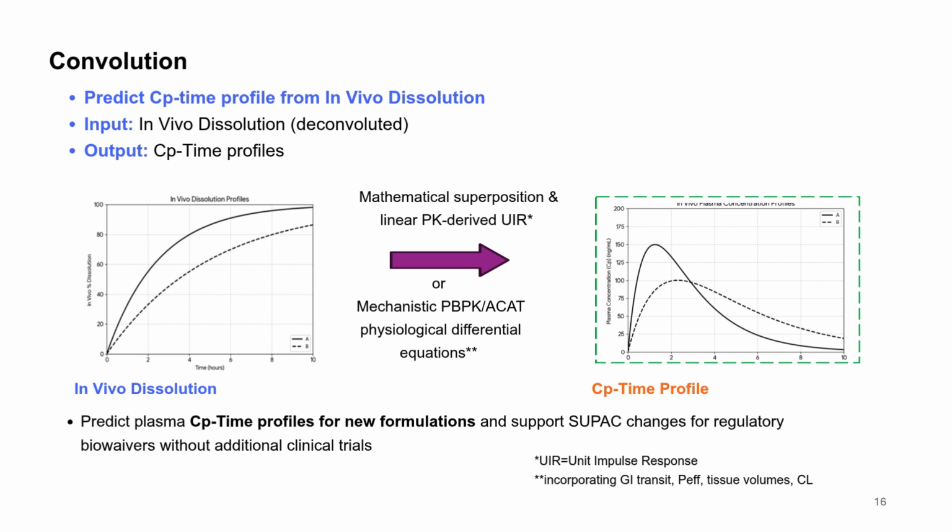Convolution represents the core strength of IVIVC. It predicts plasma concentration time profiles for new formulations and evaluates scale-up and post-approval changes, SUPAC, without new clinical trials, to enable regulatory biowaivers and faster formulation development. A model's strength relies entirely on its validation. Let's now see how we confirm the predictive performance of our IVIVC model.